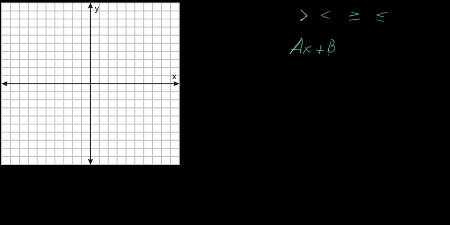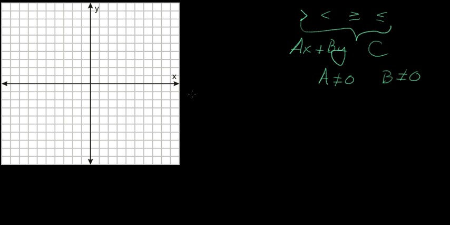AX plus BY, only instead of the equal sign, we're going to put one of these signs in between AX plus BY and C. So instead of AX plus BY equals C, it's greater than, less than, greater than or equal to, or less than or equal to C. And there's one thing, A cannot equal 0, and B cannot equal 0. Other than that, it's exactly the same thing. So let's see what that means.